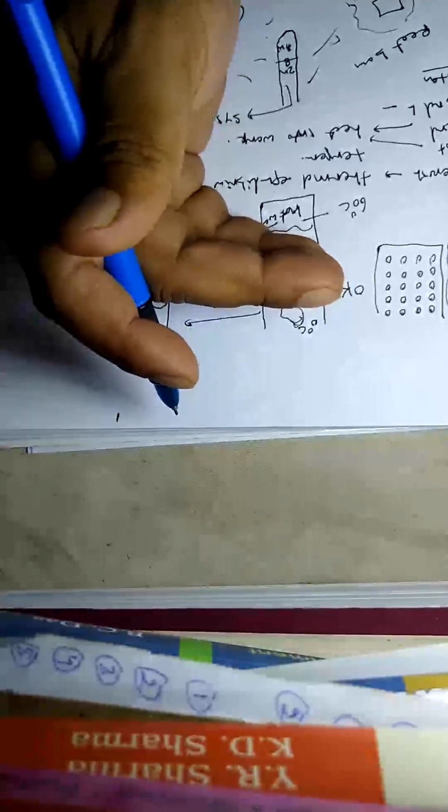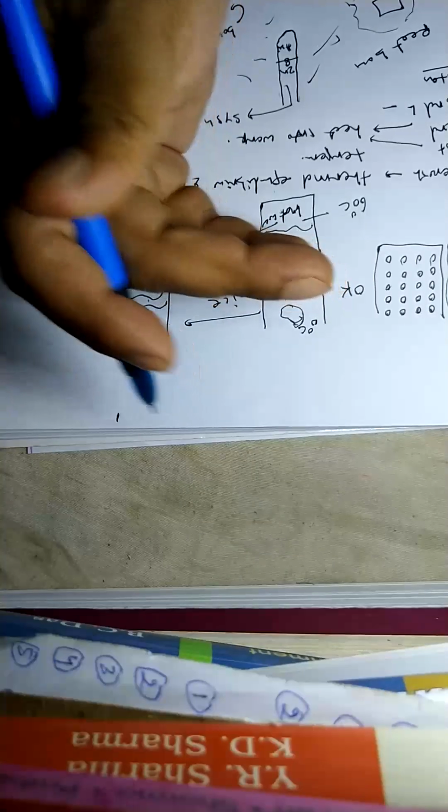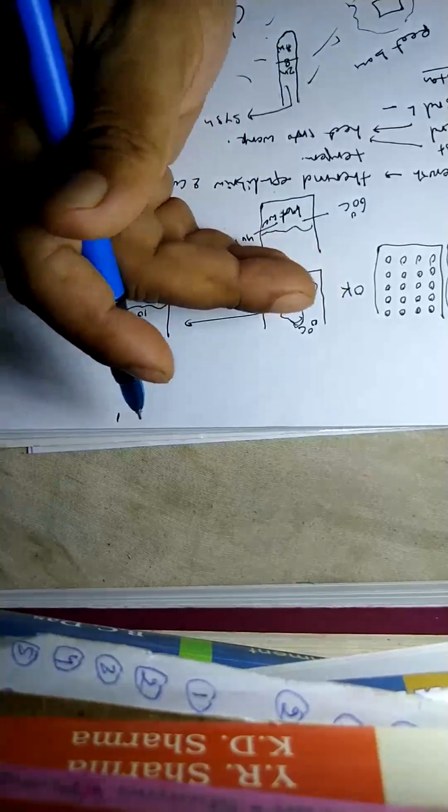Similarly, another is the adiabatic system. An adiabatic system is a system which can neither exchange matter with the surrounding but can exchange work with the surrounding.